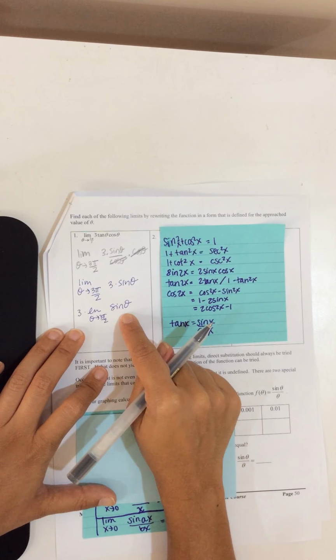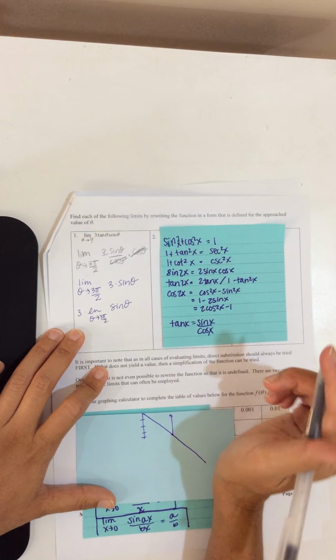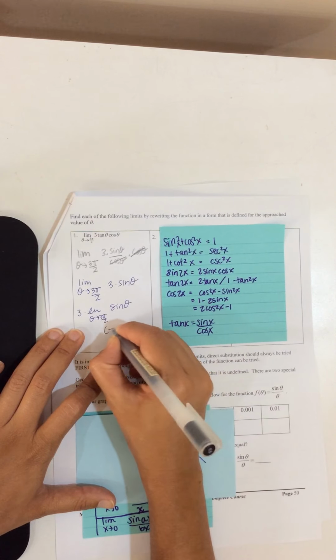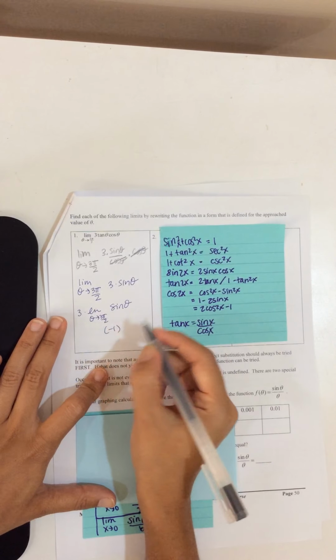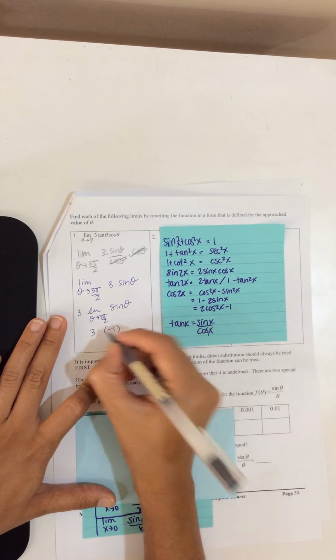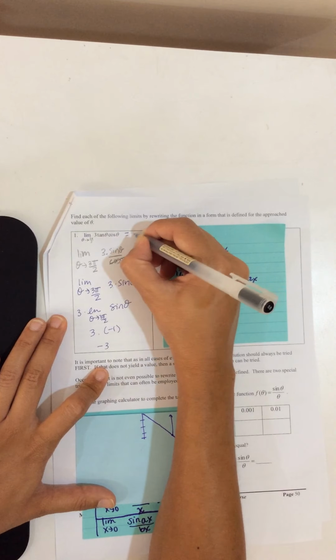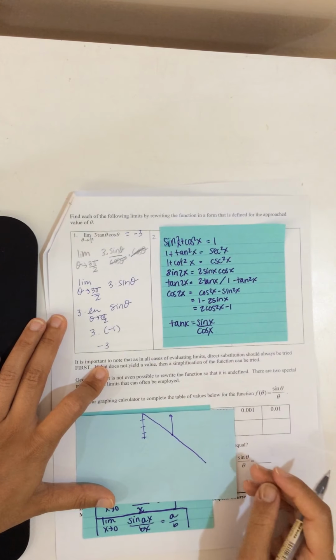What is the value of sine at 3 pi over 2? Use your unit circle. You remember that it's -1. This whole thing is approaching -1. So you have 3 times -1, which is -3. So this thing equals -3.